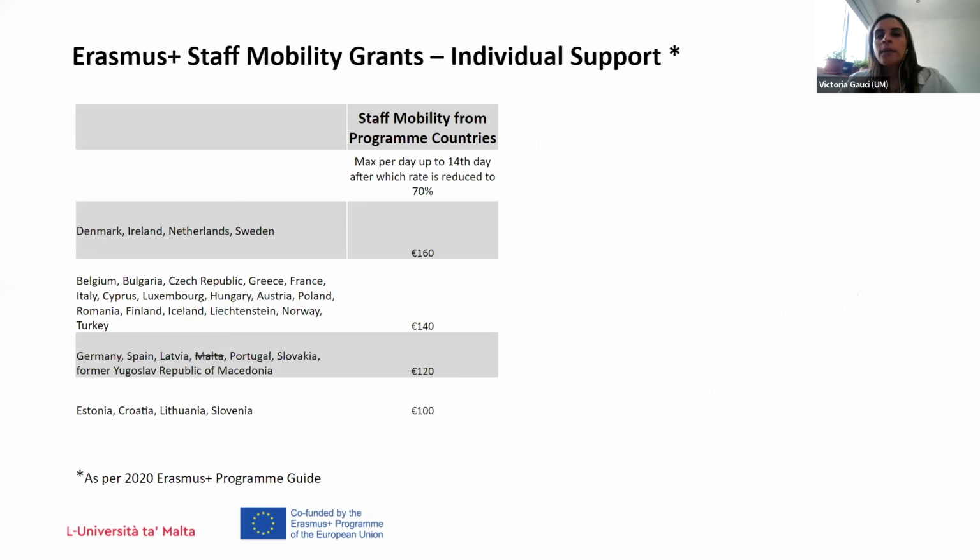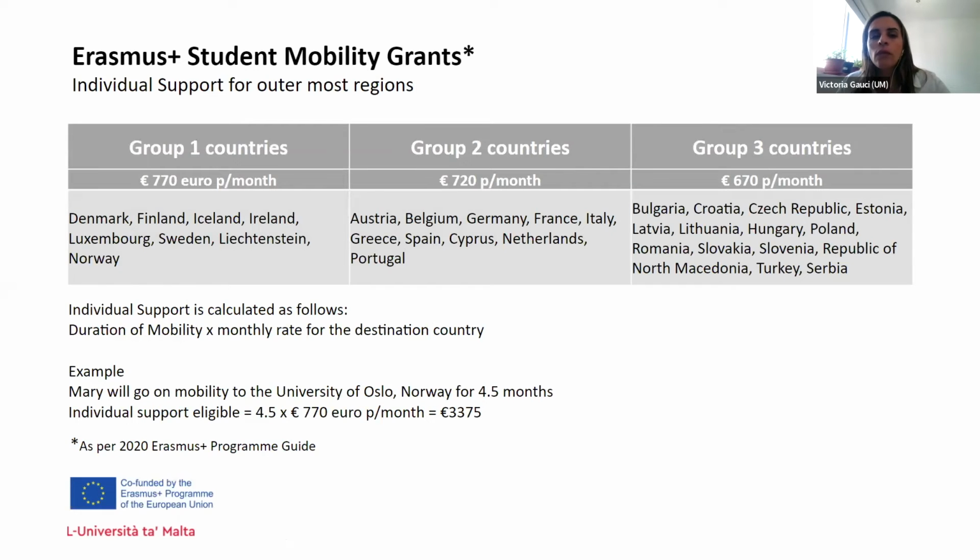Apart from travel support, participants would also be eligible to receive individual support. This is the support for living costs incurred during the mobility. This is very similar to both staff and students, with the difference that staff is a daily rate, and for students, it's a monthly rate, which is then calculated pro rata. So the destination countries are split into 4, and then depending on the destination, the correct rate is then multiplied by the duration of the mobility.